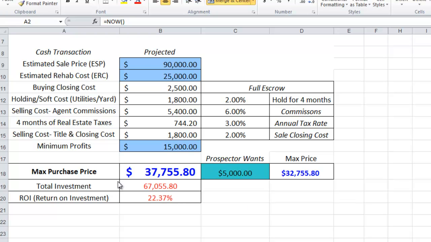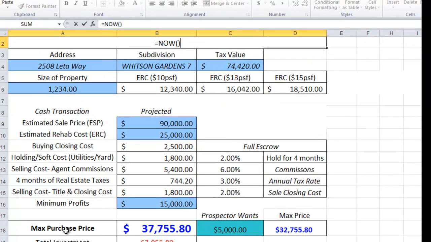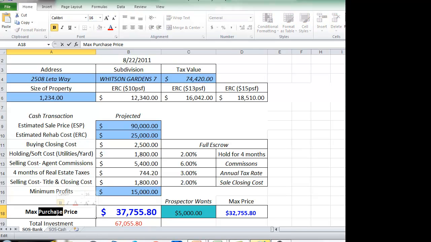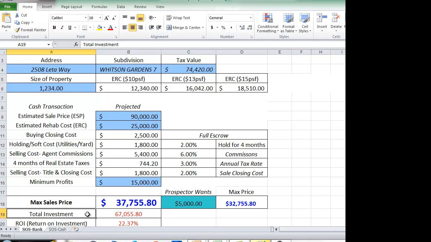And we'll go in here and change this from purchase price to sales price, because this is what you're going to be able to wholesale it to an investor for. Then you back out how much you want to assign it for, and that gives you your maximum offer of $32,755. And that is how the SOS works.